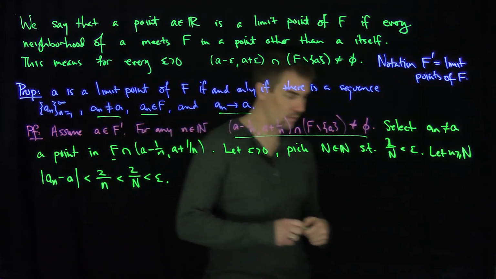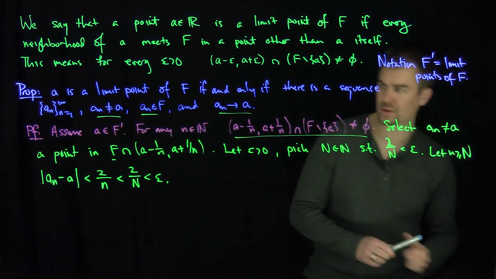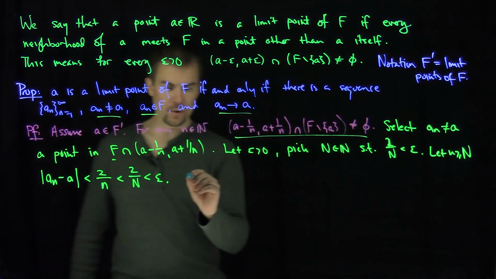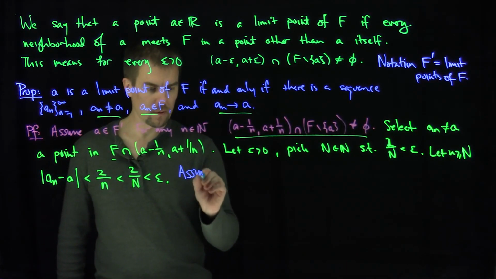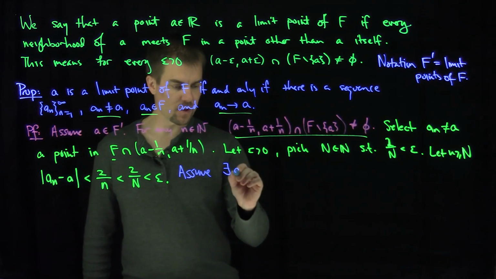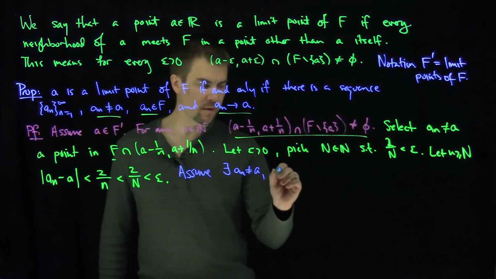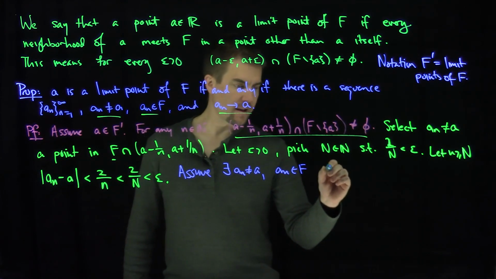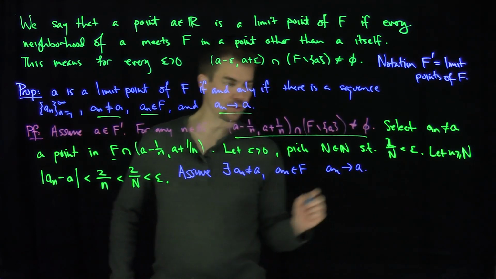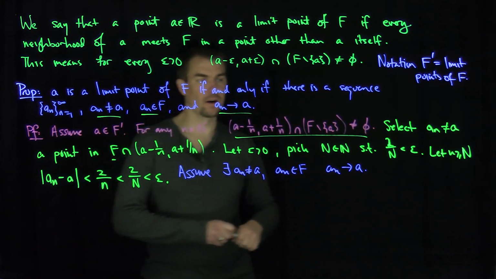Let's do the second direction. The second direction is equally easy. Let's assume that there exists a sequence a_n not equal to A, the a_n are in F, and a_n converges to A. I want to show that A is a limit point of F.